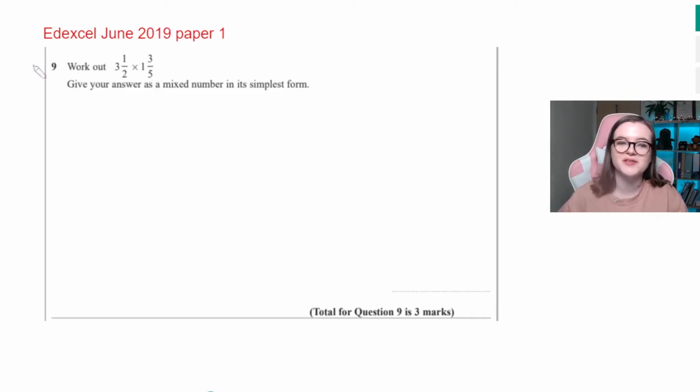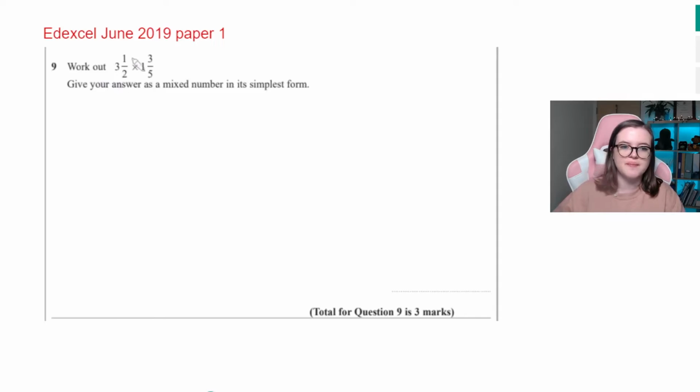Okay, next up then we've got the Edexcel June 2019 paper 1. So again, paper 1, which is non-calculator. So pause it, have a go, see how you get on. Question 9, work out 3.5 times 1 3/5. Give your answer as a mixed number in its simplest form.